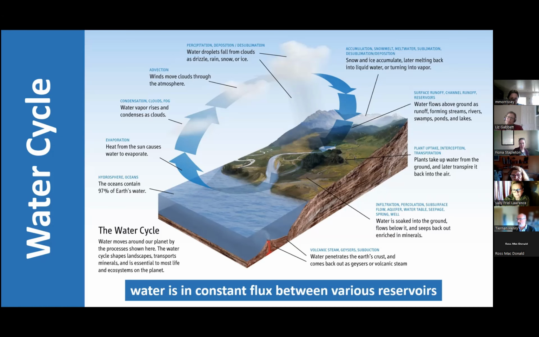Water's in constant flux. It's in the oceans, it evaporates, it falls as snow, as rain. It freezes in the mountains to form snow and ice. It gets down into the rivers and so on. So it's constantly looping and constantly looping.